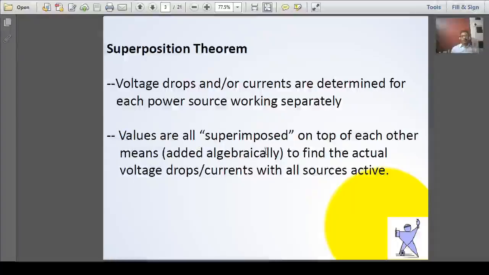Once we know all the responses due to all the sources acting alone, we will superimpose all these responses on the top of each other, means we'll add these responses algebraically in order to find out the final response or the final output that we wanted to calculate for a given circuit.